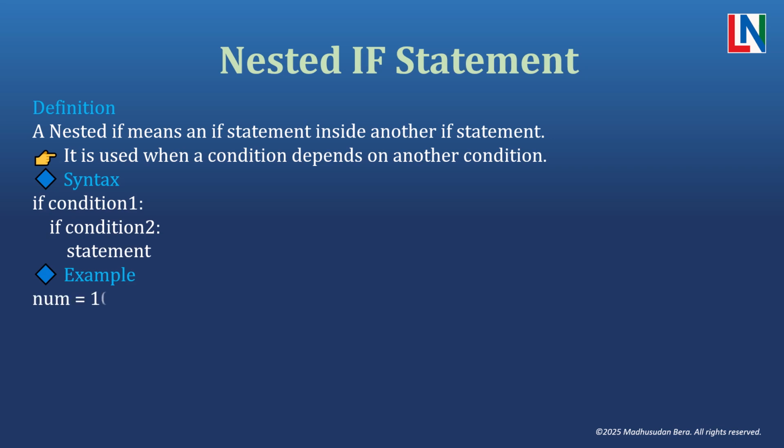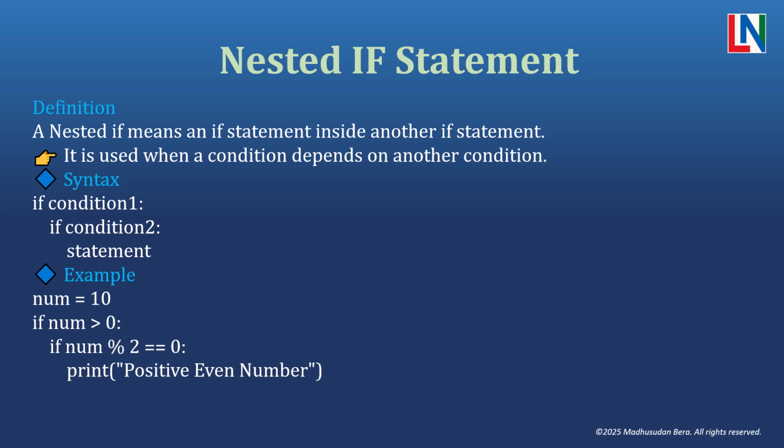For example, num = 10. If num >= 0: if num % 2 == 0: print positive even number. Final output will be positive even number.